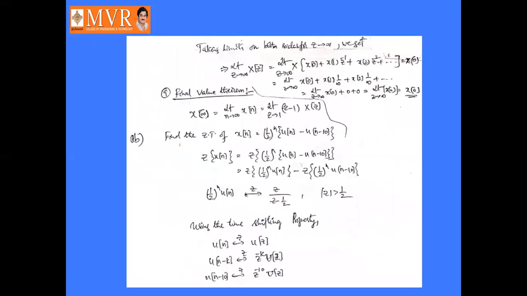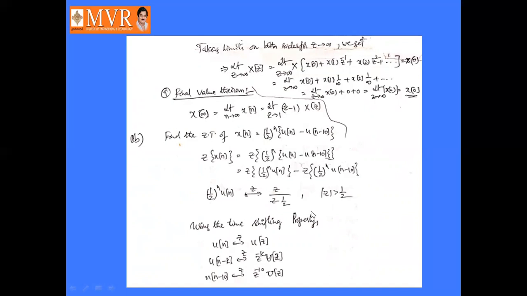Find the Z transform of x of n equal to (1/2)^n into u of n minus u of n minus 10. For this we have to find the Z transform. Z transform of x of n is equal to Z transform of (1/2)^n u of n minus Z transform of (1/2)^n u of n minus 10. If we take (1/2)^n u of n, Z transform of this one is z by z minus 1/2, and here ROC is mod z greater than 1/2.